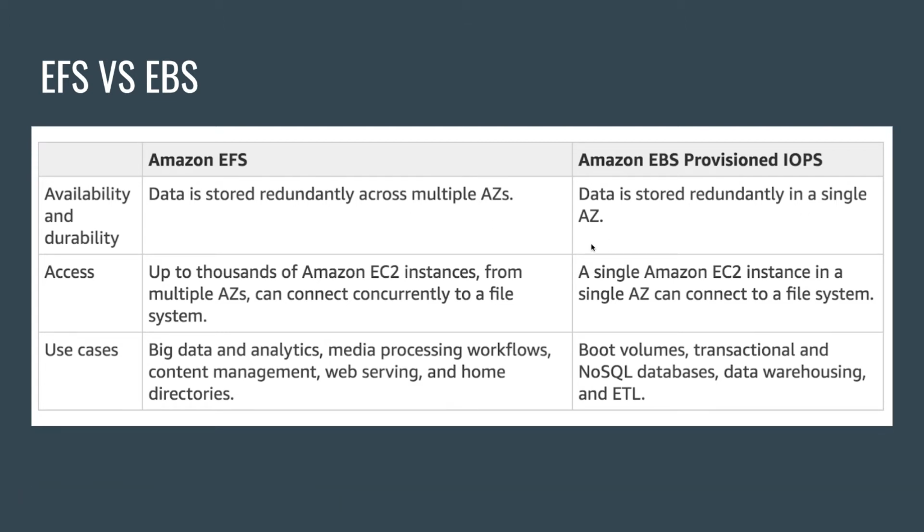So that's the main difference between EFS and EBS volumes. In terms of access, for the EFS, up to thousands of Amazon EC2 instances can access from multiple availability zones and can connect concurrently to a file system. But for the EBS, a single EC2 instance in a single availability zone can connect to a file system. So you can see the big difference here.